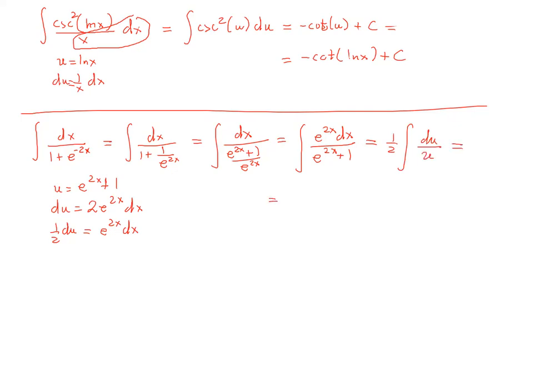This will give us 1/2 ln of absolute value of u plus c. And this will end up being 1/2 ln of e to the 2x plus 1. I'm dropping the absolute values because the quantity e to the 2x plus 1 is always positive and there's no need to keep it there.